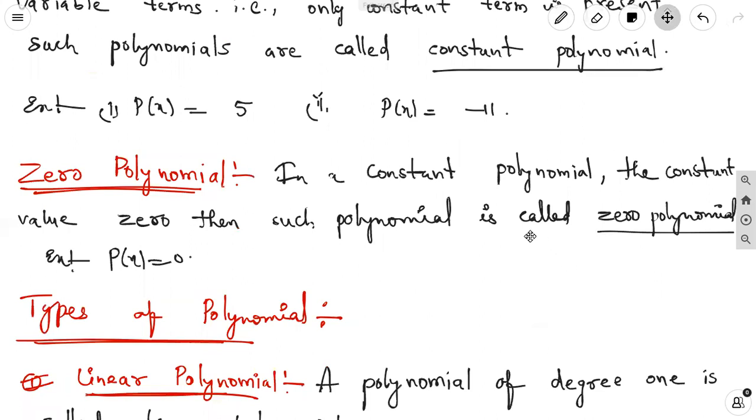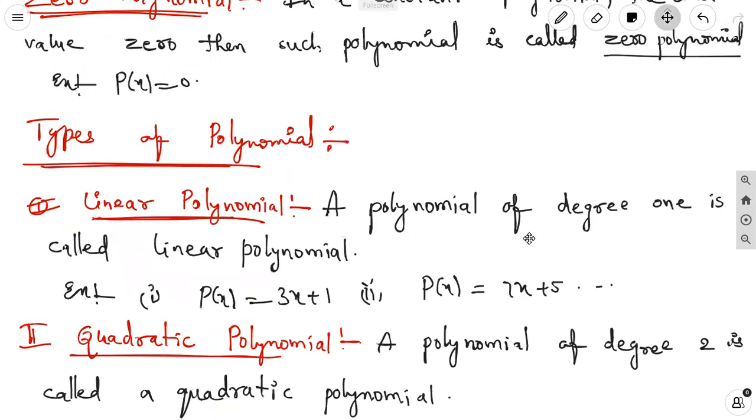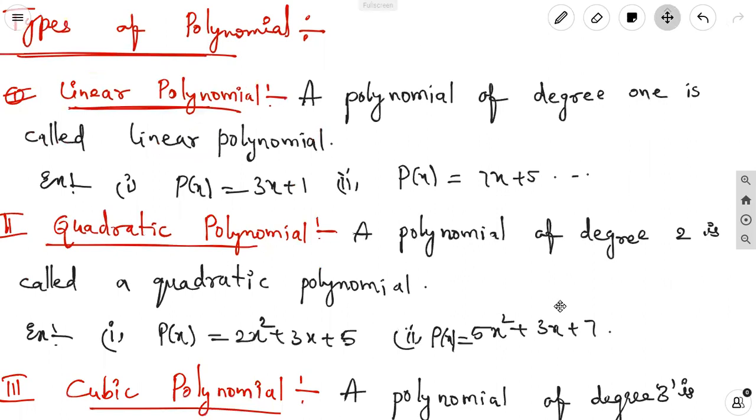Zero polynomial means the constant term, whatever is there in the constant polynomial, that should be 0. That is nothing but the constant is 0 in the polynomial. Such polynomials are called zero polynomial. Next, types of polynomials. One is linear polynomial, quadratic, cubic and nth degree.